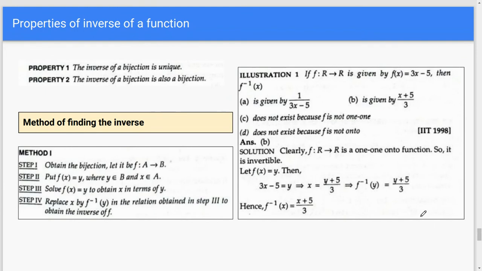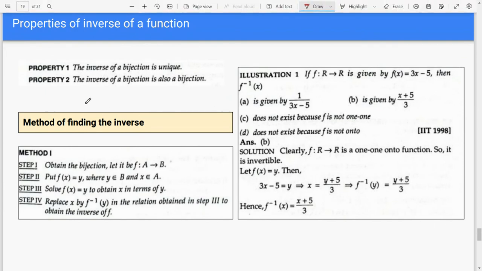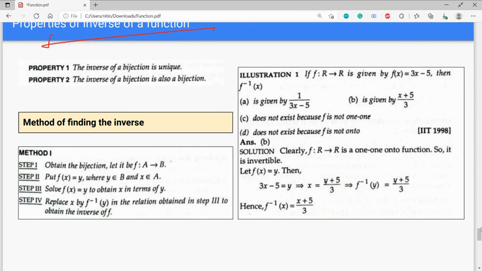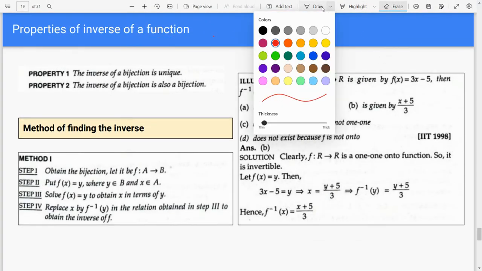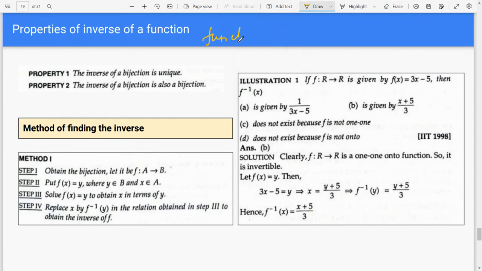So there are some properties of inverse functions. What are the properties of inverse functions? You should go and solve the questions from RD Sharma. I have taken these notes from RD Sharma. For the maths part, RD Sharma is the best, so just solve the questions from it. The function chapter is there, and I advise you to go and solve the questions from the function chapter. Okay, so what are the properties of the inverse function?